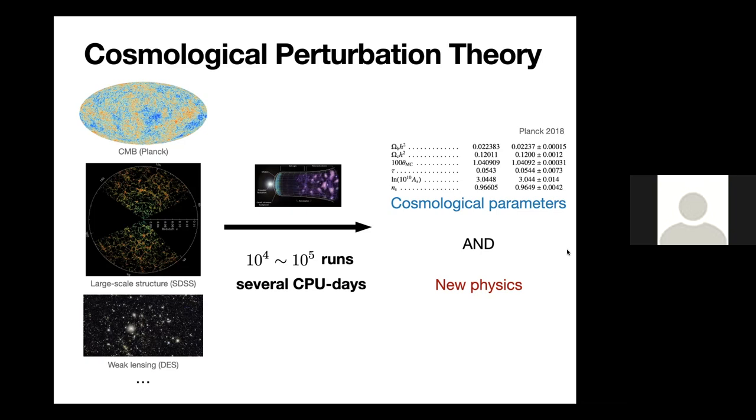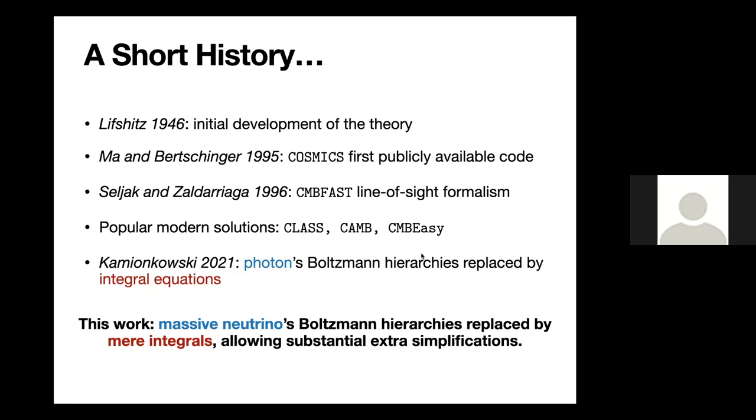So although one run of the code is fast, it's still crucial to improve the code if we can. Here is a short history, for the experts in the room, of the development of cosmological perturbation solvers. Lifshitz in 1946 first developed the theory, and Ma and Bertschinger in 1995 provided the first publicly available code for calculating the cosmological perturbations, called COSMICS. Then Seljak and Zaldarriaga, who I believe is also on this call, one year later developed the very famous CMBFAST, which uses the line of sight formalism to greatly accelerate the calculation of the CMB anisotropies.